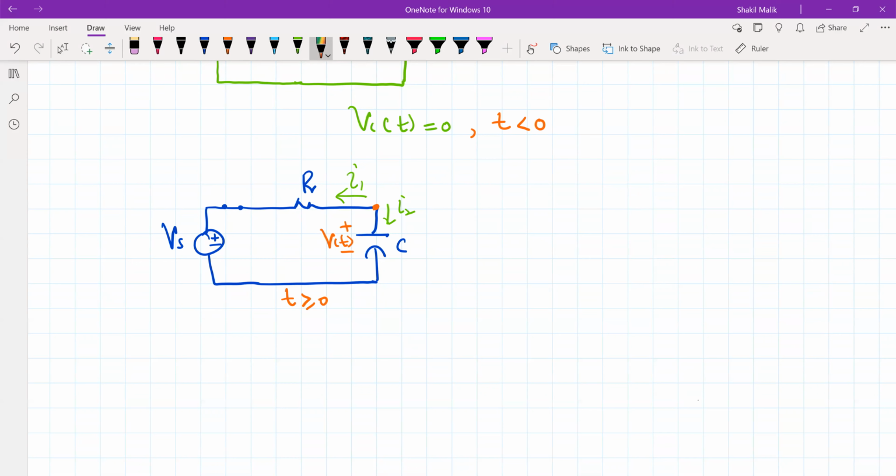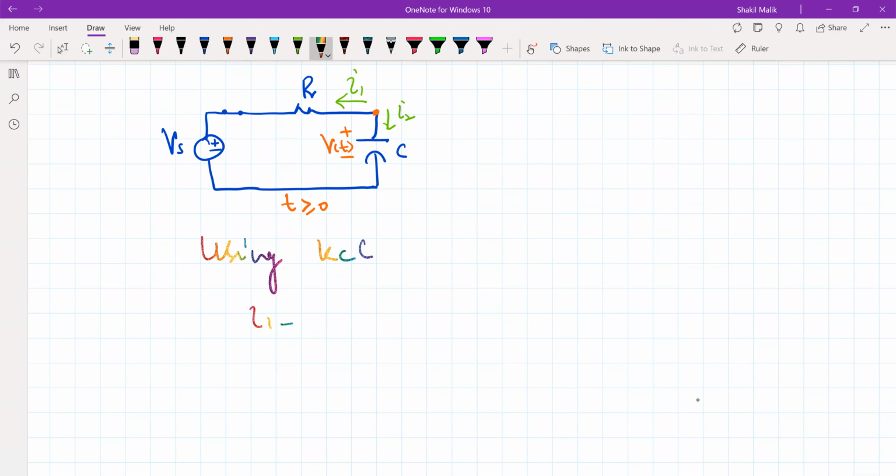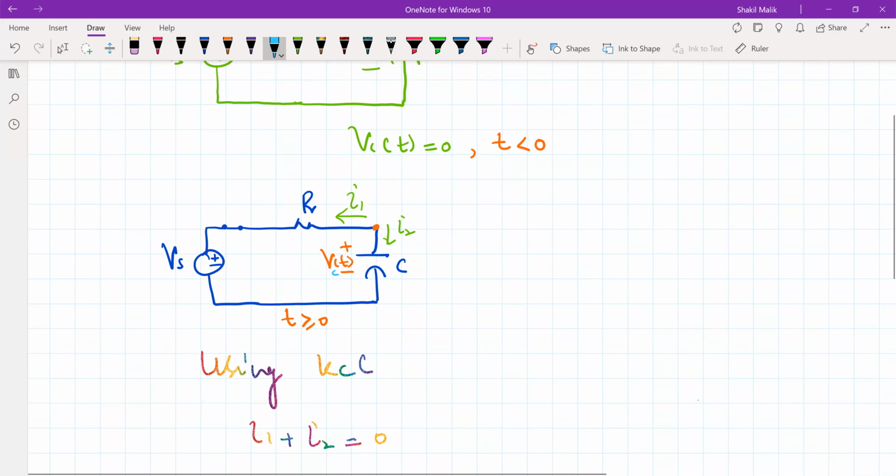So using KCL, we have I1 plus I2 equal to 0, because I1 is leaving and I2 is leaving. The sum of the currents should be equal to 0. This is the statement of KCL. Now, what's I1? I1 is the current that flows through this resistor R. Now, what's the voltage across this resistor? This is Vc of t, yes.